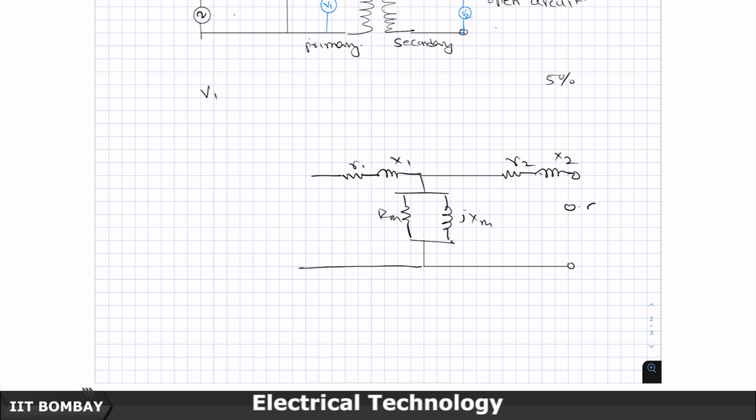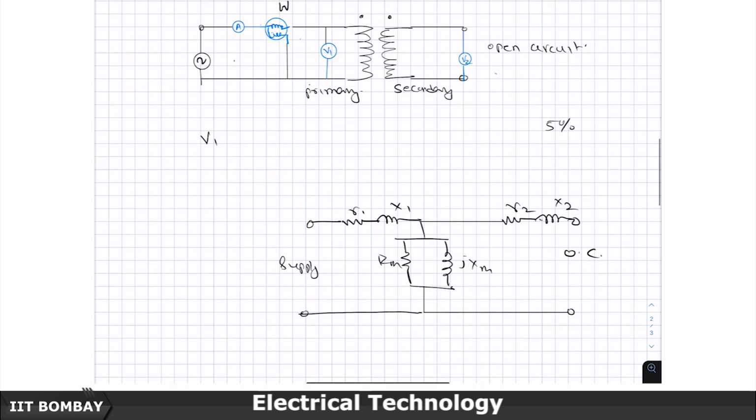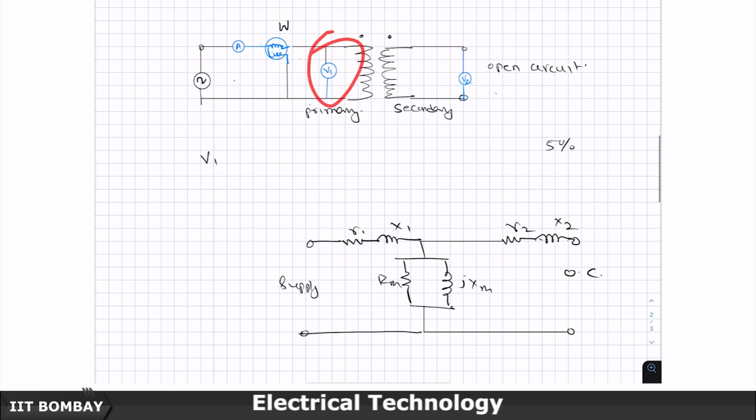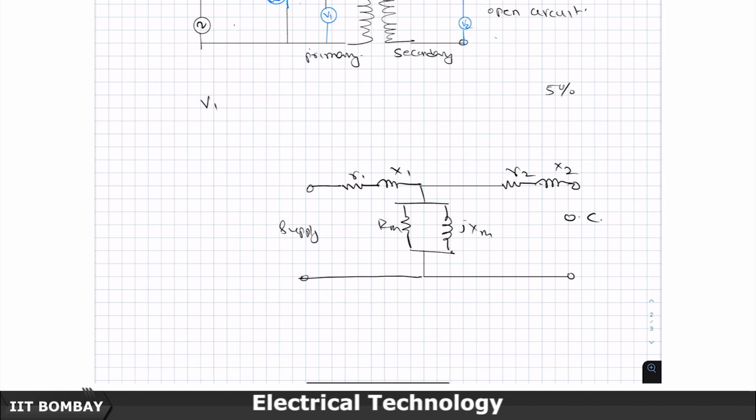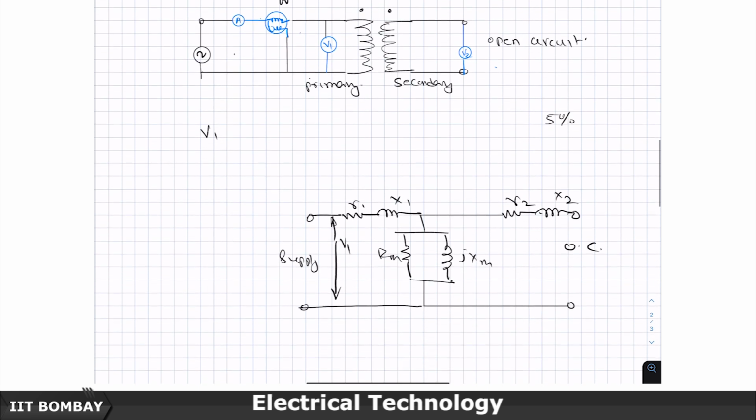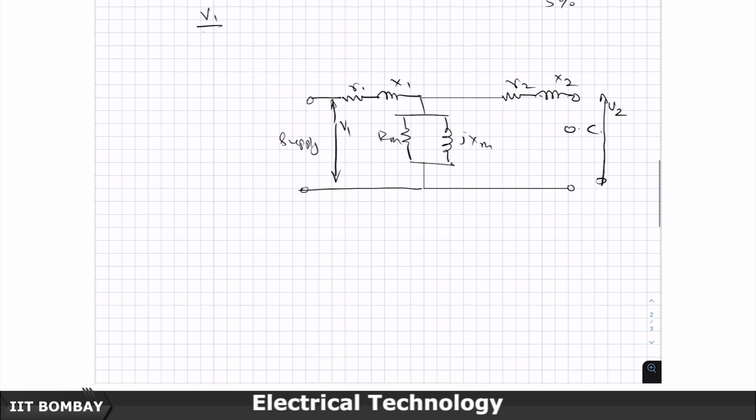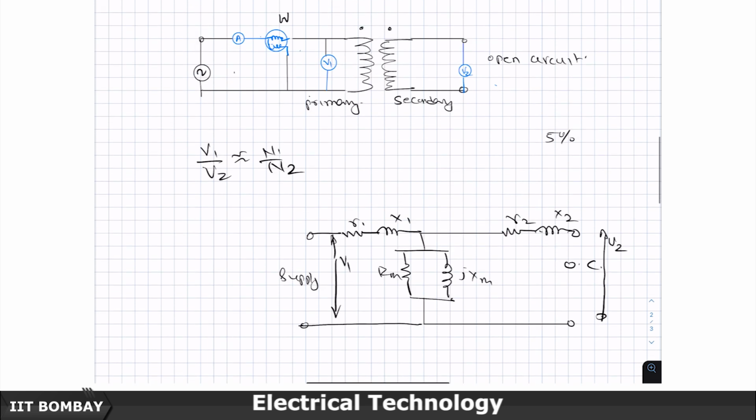So, this is open circuited, this is connected to supply, and when I measure the voltage at the terminals here, basically I am going to measure this V1. And when I have connected the voltmeter on the secondary side, then I am measuring this V2. So, clearly V1 by V2 is approximately equal to N1 by N2.